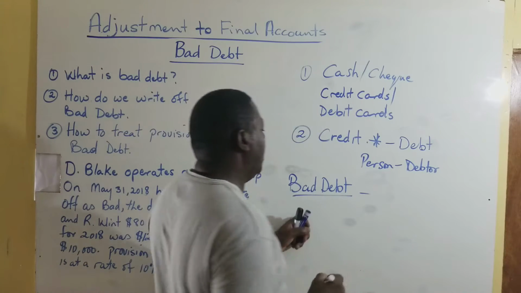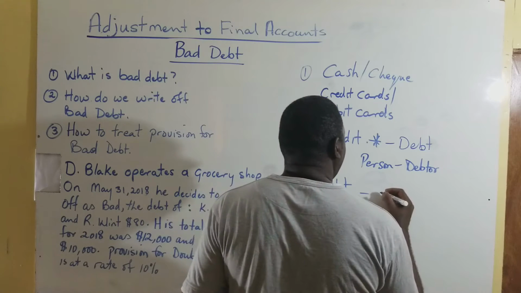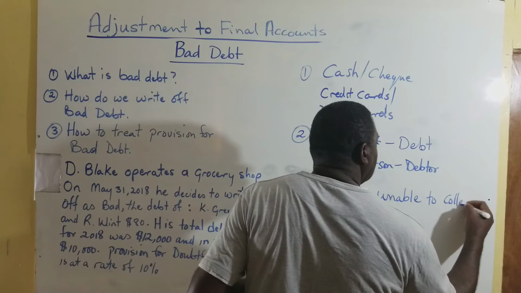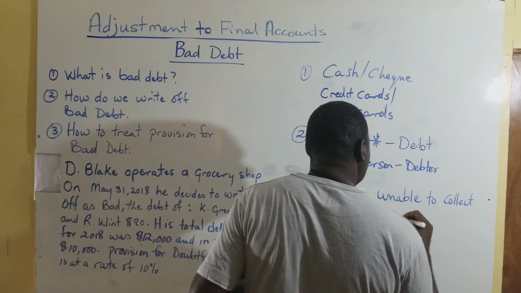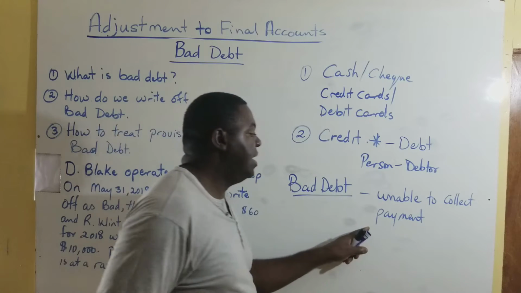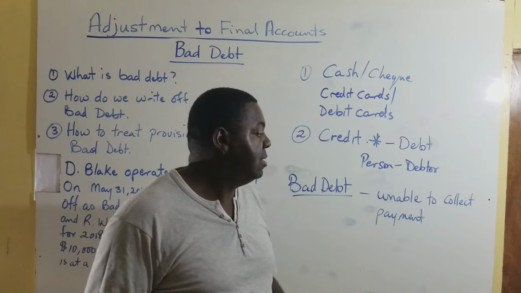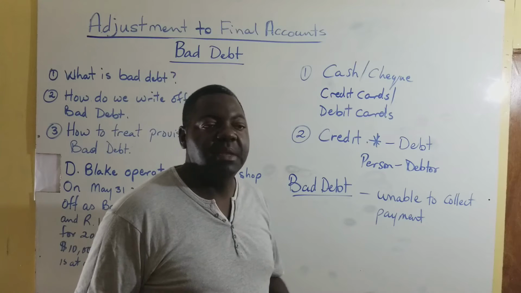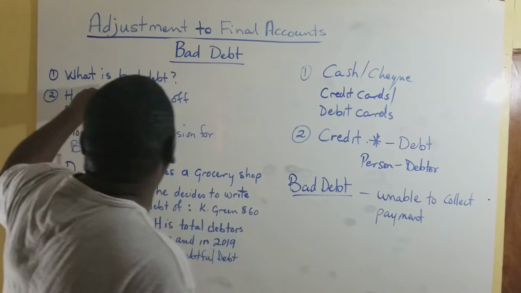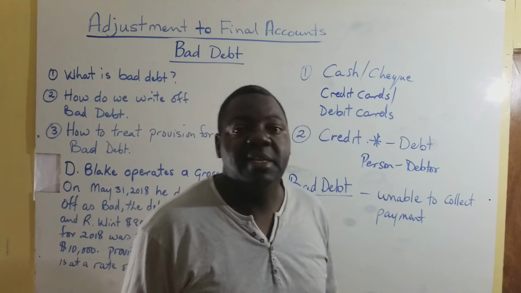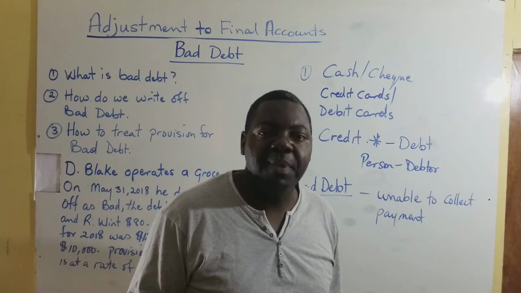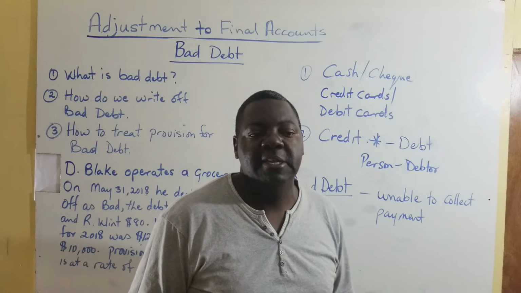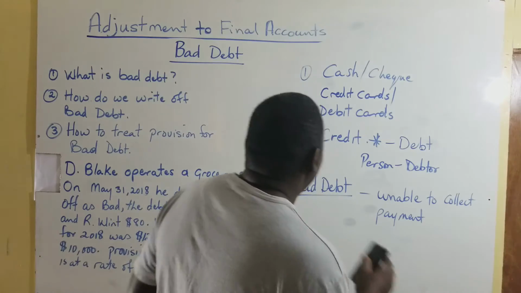Now, a debt is referred to as being bad because the company is unable to collect payment. The company is unable to collect payment. Right? And so we have a debt referred to as being bad. So we understand what bad debt is. Bad debt is any debt that we feel we are unlikely to be paid, or we are unable to collect from those customers who owe us. All right.